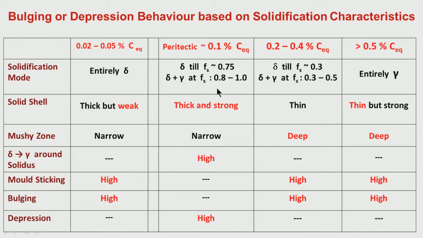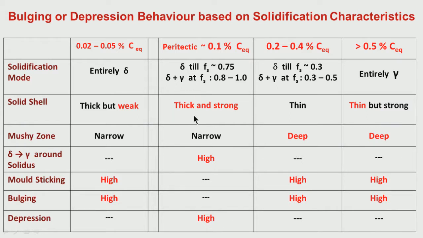So, what is going to happen? You see here, delta to gamma around solidus is relatively high. Almost the entire delta to gamma takes place in this temperature region. So, the shrinkage is quite high. If the shrinkage is quite high, you have depression. So, this particular chemistry we have depression.